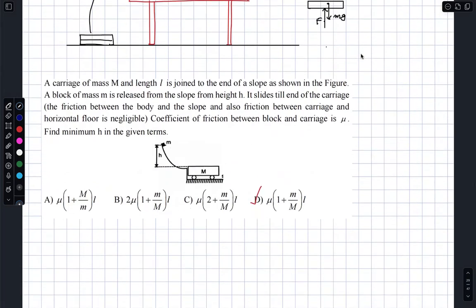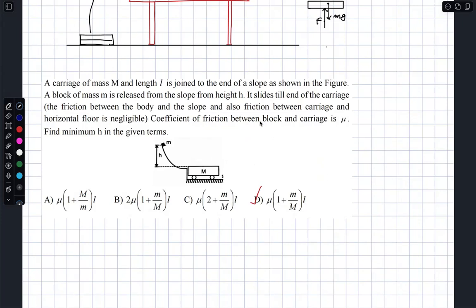A carriage of mass m and length L is joined to the end of a slope as shown in the figure. A block of mass m is released from the slope from height h. It slides till the end of the carriage. You can see, end means till here. Coefficient of friction between the block and carriage is mu. Find the minimum h in the given terms.